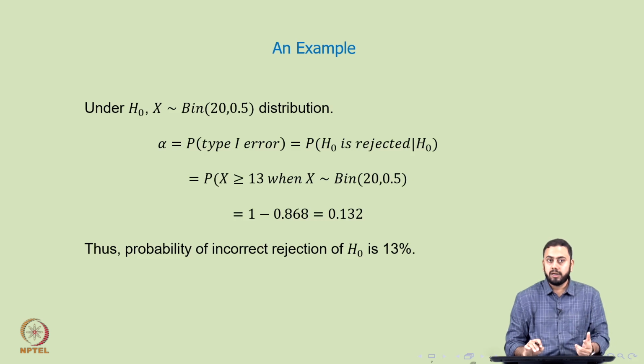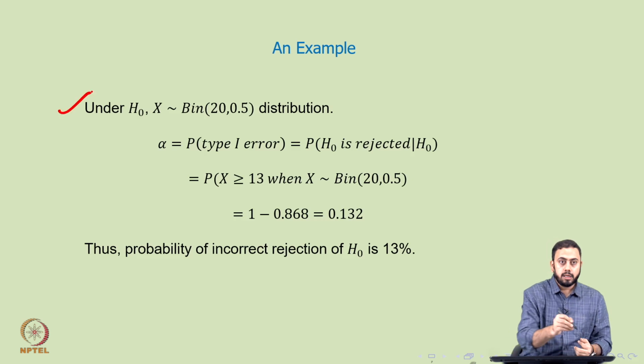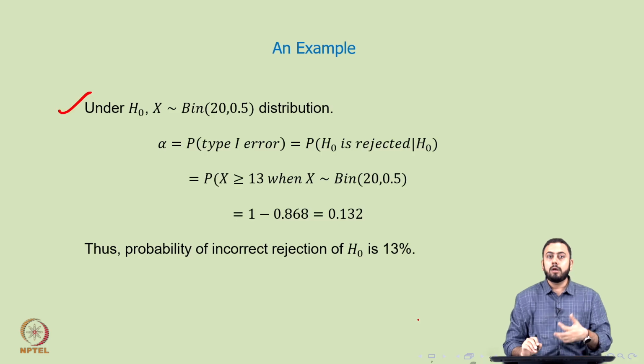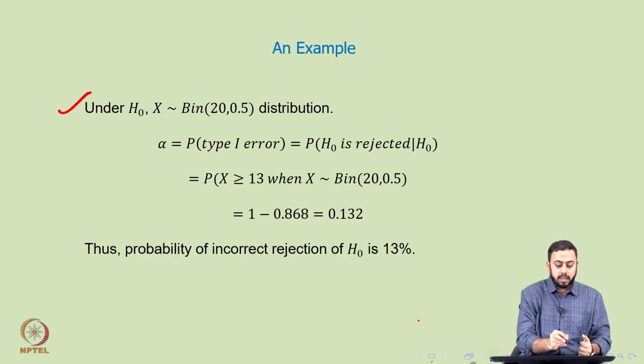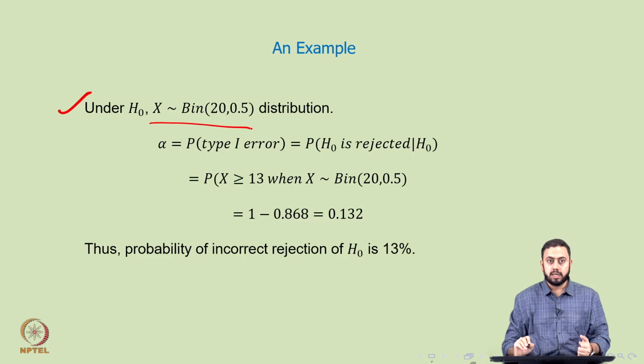So how can I do it? Let us say under H naught, my x follows a binomial distribution with parameters 20 and 1/2. All these things are kind of standard. You are tossing a coin 20 times, and x is the number of times you get heads. So wouldn't that be a binomial distribution, where n is 20 and the probability of getting heads is 0.5? So this fact is fixed: under my null hypothesis, x follows binomial(20, 0.5).